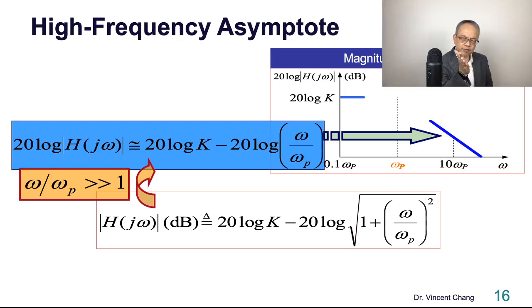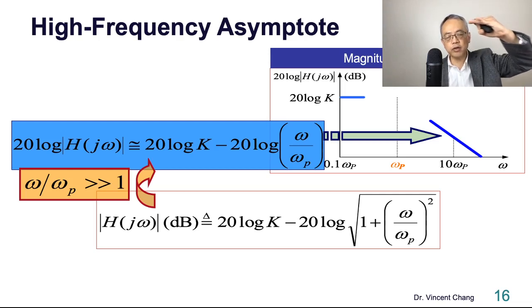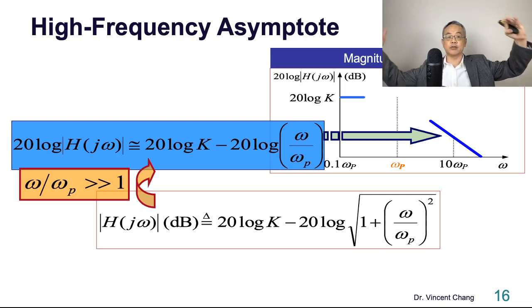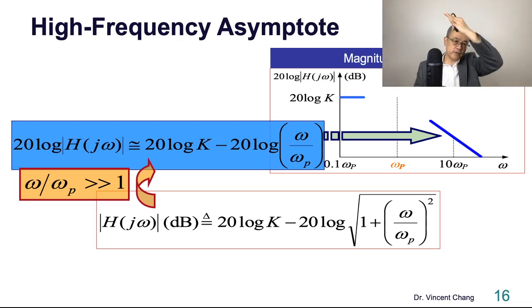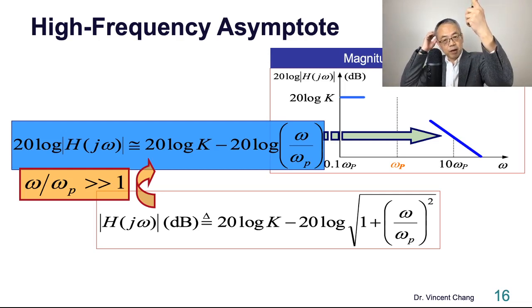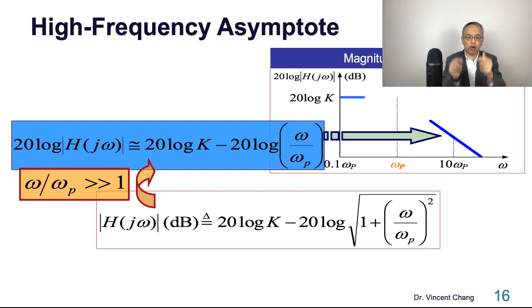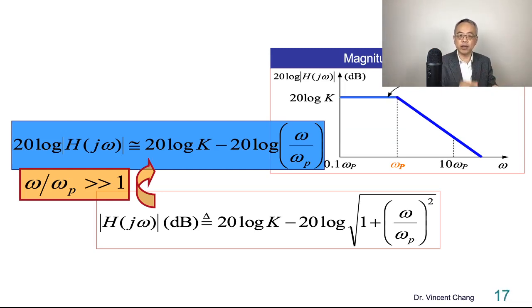If I ask you, what's the slope of the straight line? How do we specify the slope of a straight line? Of course, for the 20 log K, you don't need to specify because it's horizontal, right? The slope is 0. But for the non-zero slope, how are we going to specify it? If your math is really good, you might just pop out negative 20. But negative 20 of what?